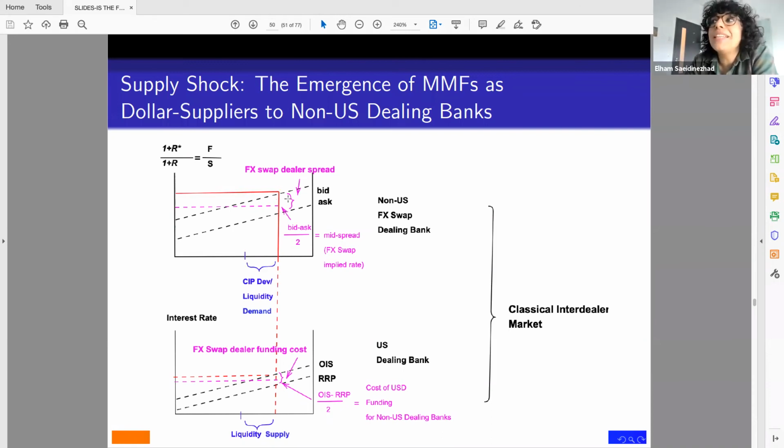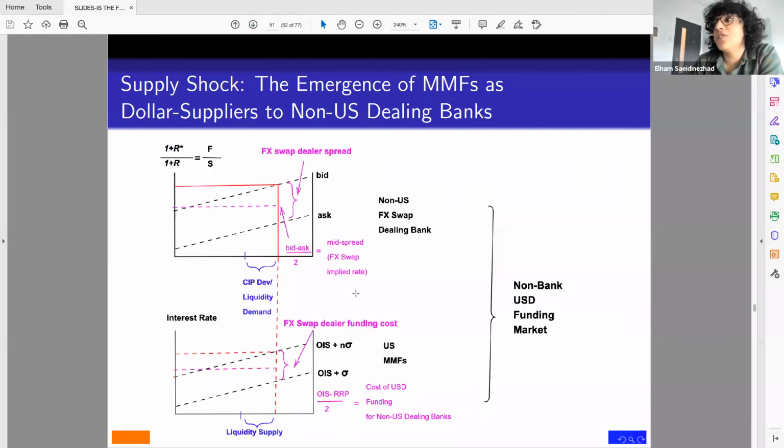which means that these non-US banks could actually cover their liquidity need at a very low price. As a result of that, they managed to charge a dealer spread in the FX swap market that was not considerably high. And this mid price between bid and ask spread was basically the price of FX swap, the implied FX swap rate. But once we change these US dealing banks with the US money market funds, we see that all of a sudden, the cost of dollar funding increases dramatically.